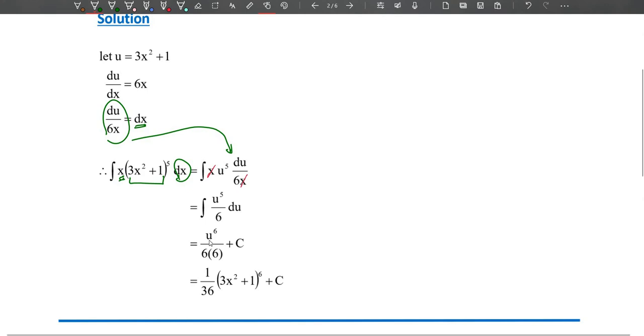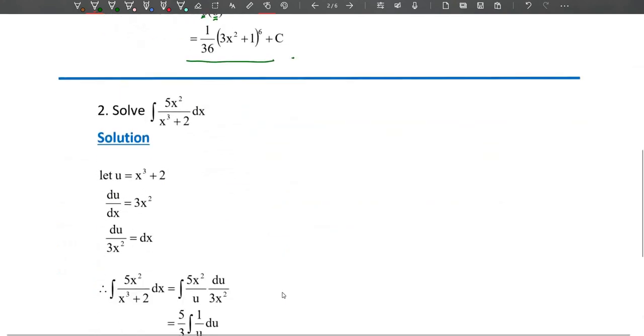Integrate as usual. As for an algebraic function, we will have u^6 over 6, where the 6 in the denominator is the new power, over 6 for the constant, plus c. Simplifying, we will have 1 over 36. Replace u with the original terms in x, which is 3x² + 1. Hence the final answer is 1/36 (3x² + 1)^6 + c. Remember, you need to add c because this is an indefinite integral.